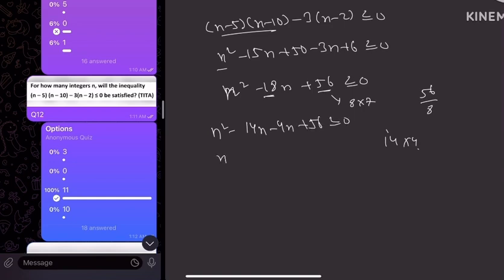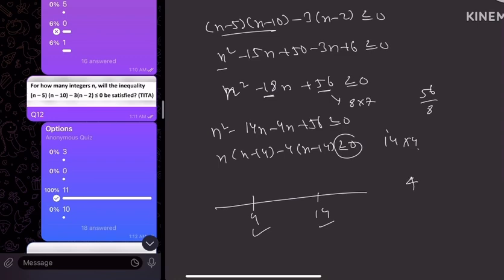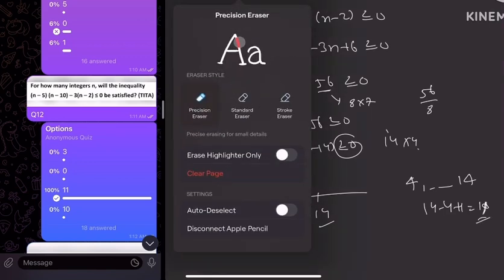A very straightforward wavy curve question, right? n common, n minus 14 common, 4 common, n minus 14 less than equal to 0. Okay, so from 4 to 14, since it is less than equal to, so 4 to 14 all the values will be included. So 4 to 14, how many numbers will be there? 14 minus 4 plus 1, so 10 plus 1, 11. 11 is the answer to this question. Done.